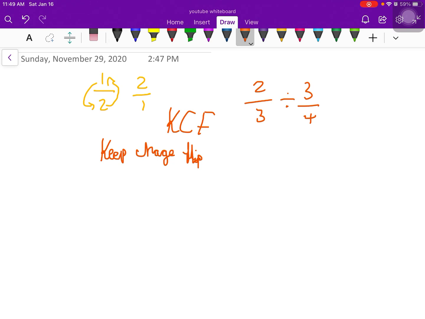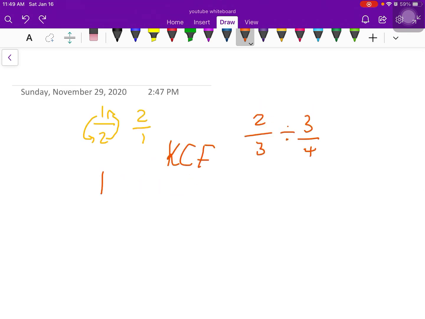Keep, change, and flip. That's what KCF means. Oops, I spelled change wrong. So KCF, that's keep, change, flip. So we're going to keep, change, flip this division problem we have over here. Since it says keep, we're going to keep the first fraction. And it says change, so we change the division to multiplication. You always change division to multiplication when it says change.